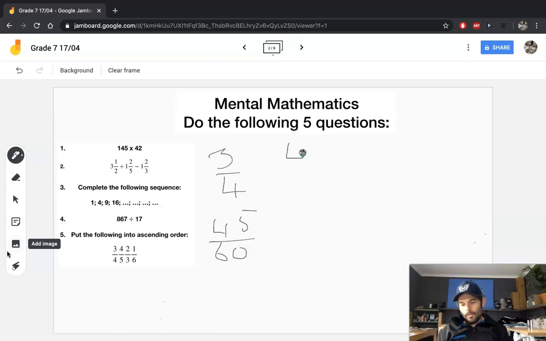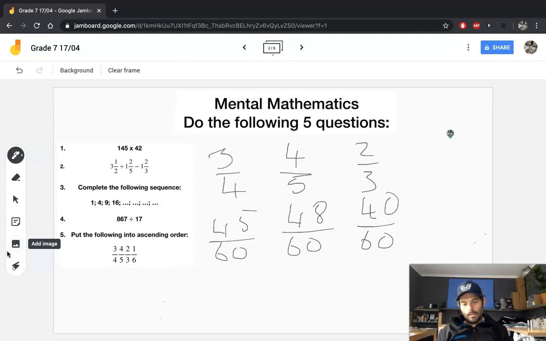4/5 becomes 48 over 60. 2/3 becomes 40 over 60. And 1/6 becomes 10 over 60. Okay, now it's pretty straightforward to see which is the biggest and which is the smallest, and I've asked you to arrange them in ascending order.